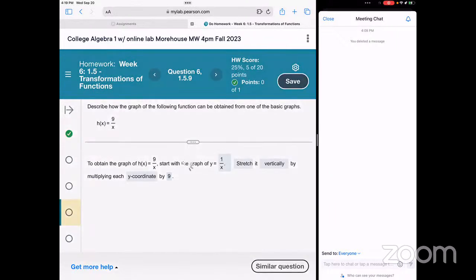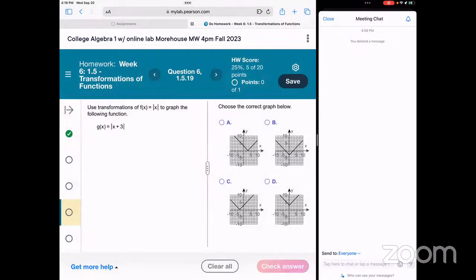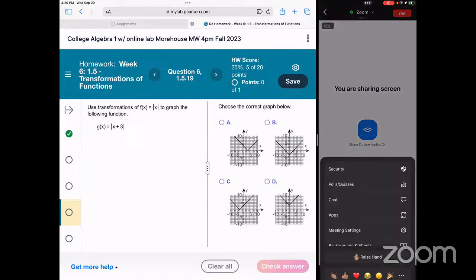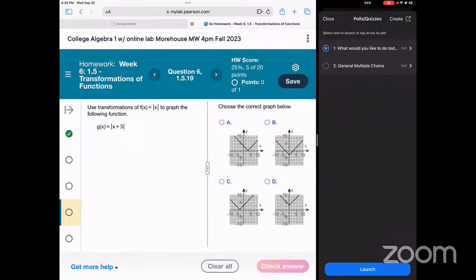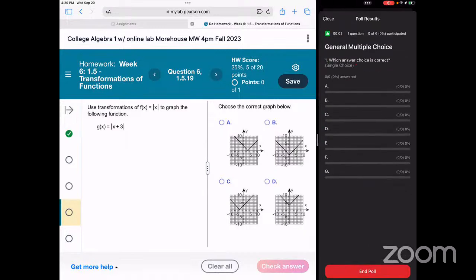Okay, so use transformations of the absolute value of x to graph the following function. We have absolute value of the quantity x plus 3, right? So notice we're adding a 3 on the inside. Let me open up this poll. This one, launch. Okay. So then if we're adding 3 on the inside, right? You should have it by now. Is the result going to be option A, B, C, or D?